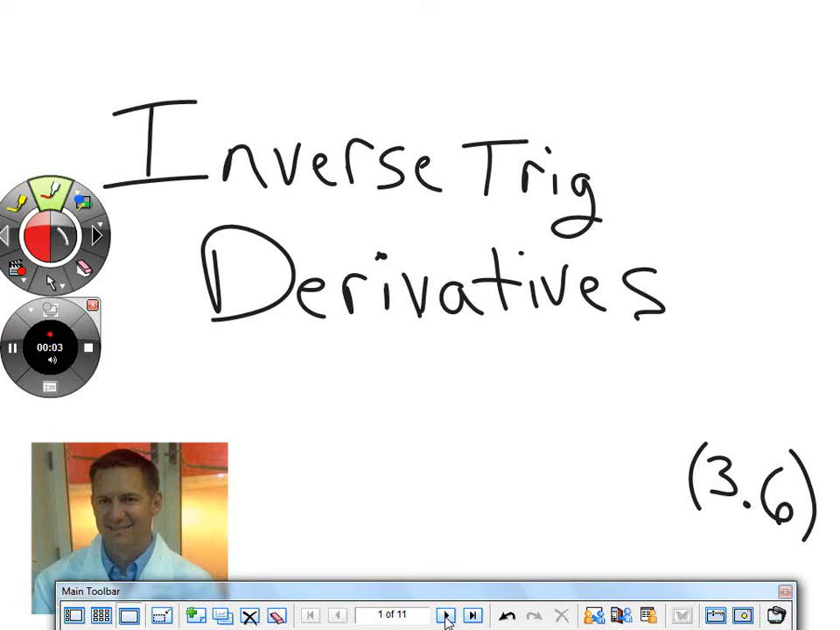Alright, this will be my best shot at inverse trig derivatives. This content is actually found in section 3.6, but 3.6 was difficult enough. It was implicit differentiation, so I didn't really want to add all this on top of that. So we're taking one day just to focus on inverse trig derivatives by itself.